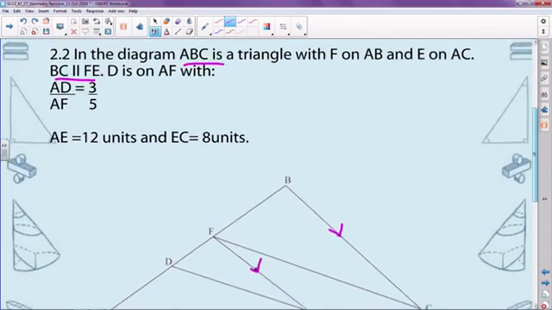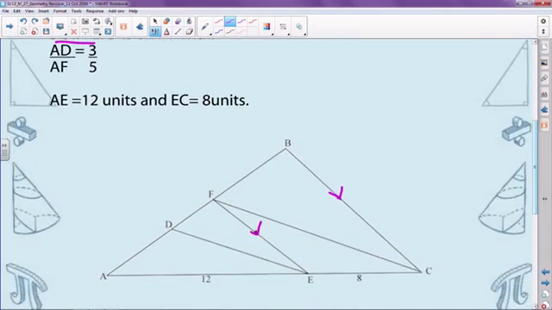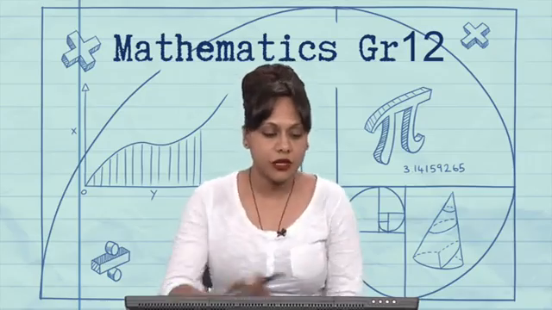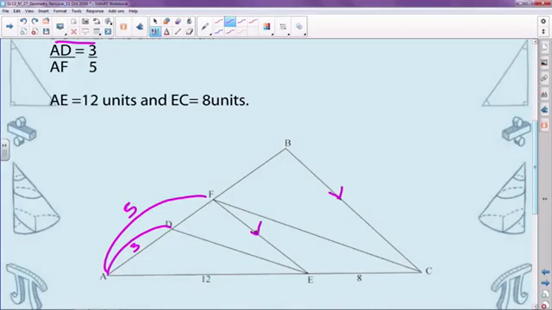And D is on AF with AD over AF in the ratio 3:5. Now guys, please remember, don't make the mistake of thinking that that means that AD is 3 units and AF is 5 units. It just means that that is the ratio of these two sides. So AD over AF is 3/5. It's not actual values, all right? They tell you that AE is 12 units. Now that is an actual value, 12 units, so that's marked on your diagram. And EC is equal to 8 units.